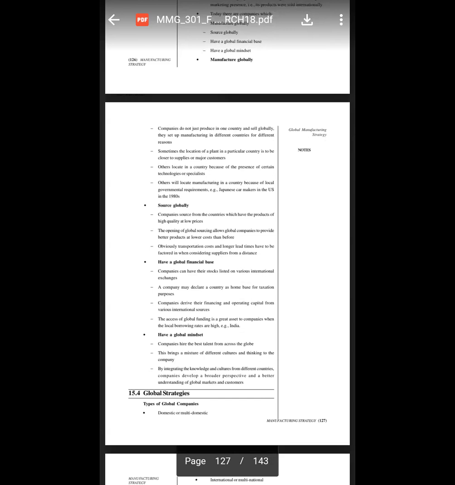Definitely, they are providing a better product at a lower cost. Then, obviously, transportation cost and longer lead times have to be factors when considering supplies from a distance. Yes, have a global finance base. Companies can have stock listed on various international exchanges. The company may declare a country as a home base for taxation purposes.